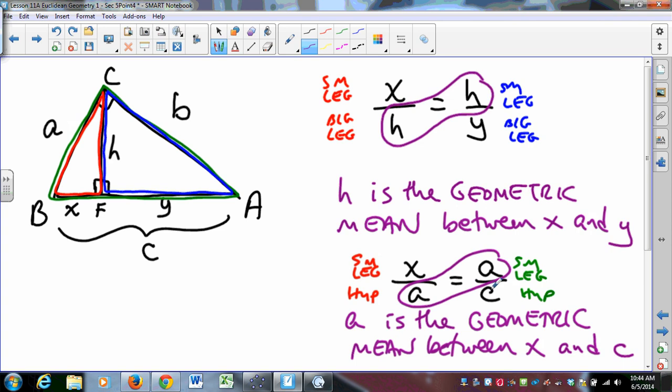So you should get very familiar with this picture. You should love this picture. This is a nice picture to love. There are a lot of similar triangles going on here, a lot of things to be aware of, a lot of relationships to know, and that is our quick look at the Pythagorean theorem and some similarity in general.